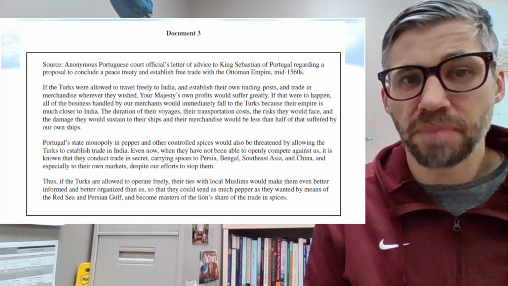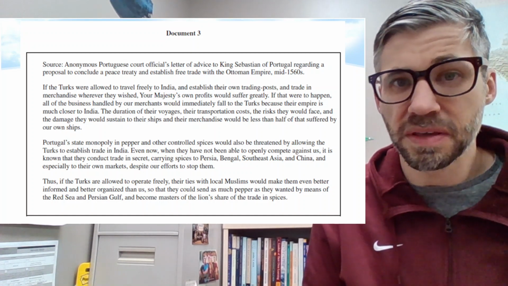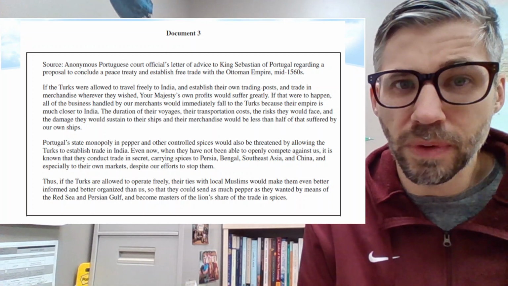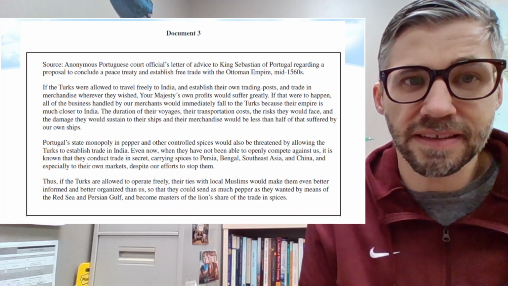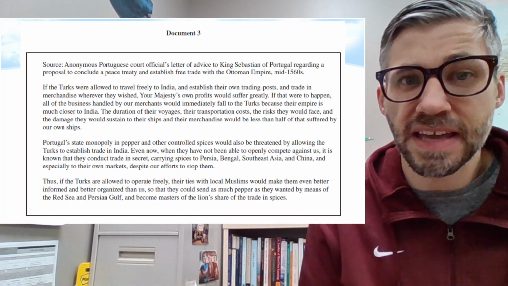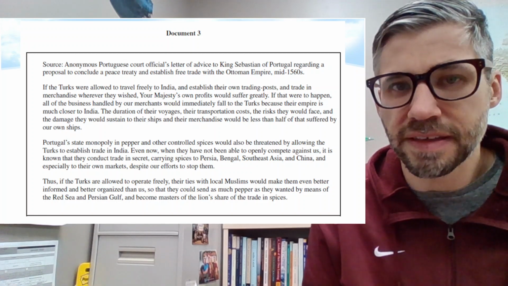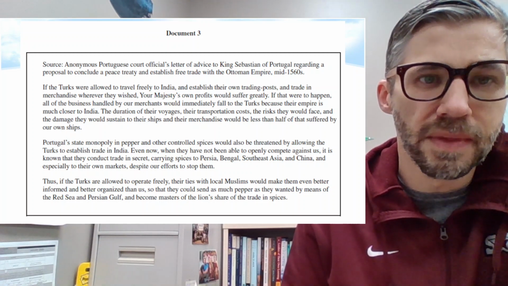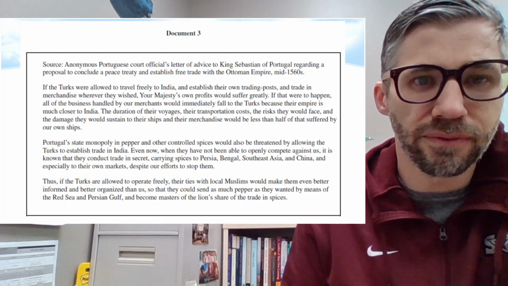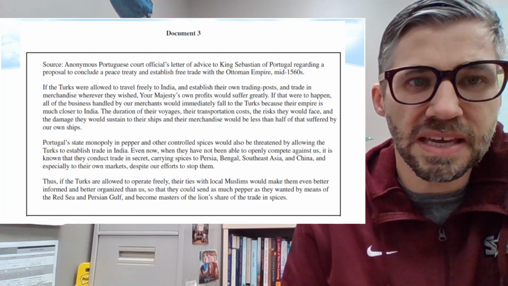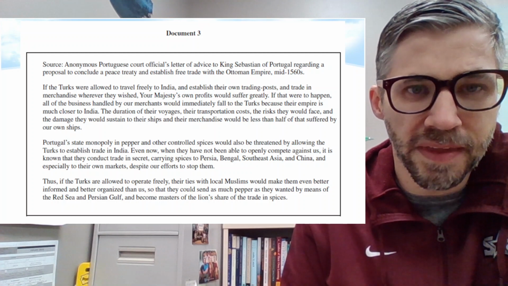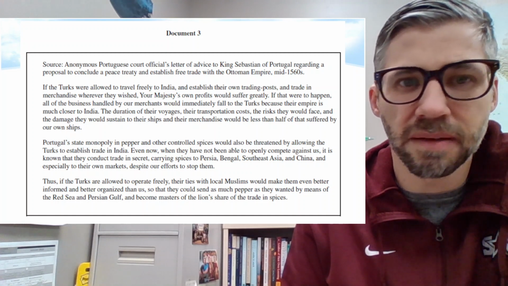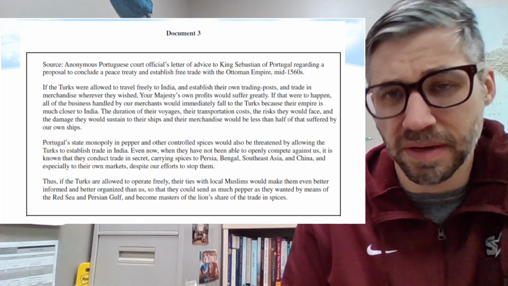Portugal's state monopoly in pepper and other controlled spices would also be threatened by allowing the Turks to establish trade in India. Even now, when they have not been able to openly compete against us, it is known that they conduct trade in secret, carrying spices to Persia, Bengal, Southeast Asia, and China, and especially to their own markets, despite our efforts to stop them. Thus, if the Turks are allowed to operate freely, their ties with local Muslims would make them even better informed and better organized than us, so that they could send as much pepper as they wanted by means of the Red Sea and Persian Gulf and become masters of the lion's share of the trade in spices.